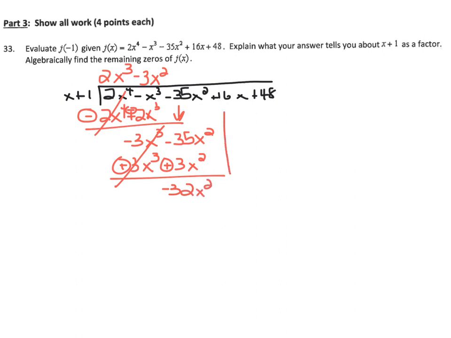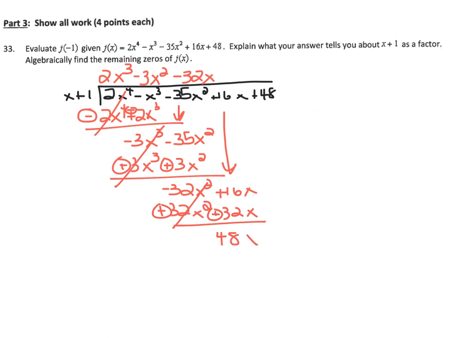And the reason why we bring down the next term is because if we have two terms out here, we need two terms down here. All right, so what do I multiply x by to give me negative 32x squared? So negative 32x. And then we're going to distribute this to the x and this to the 1. So negative 32x times x is negative 32x squared. And then negative 32x times 1 is negative 32x. Okay, so change the sign and circle. These cancel.